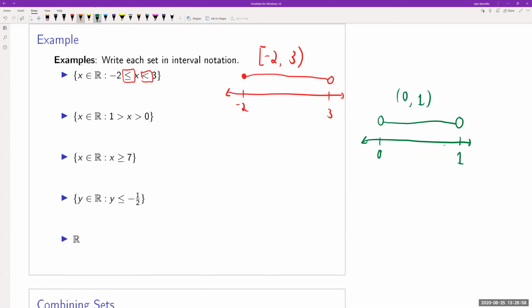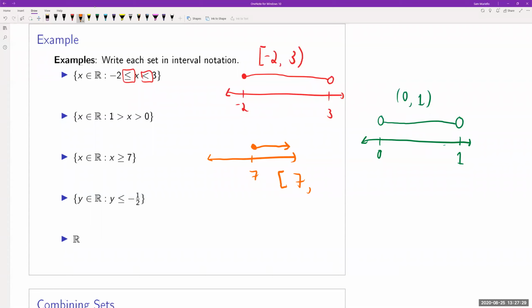Now looking at this next one, it's a little bit extra because I only have one number that I'm comparing to, 7. I want to include all numbers that are larger than 7 or also equal to 7. So I'll fill in the dot here and I'll draw the arrow. This arrow means keep going forever. So I can take anything larger than 7 without stopping. So my lower endpoint is definitely going to be 7, and I'm using a square bracket because I want to include 7.